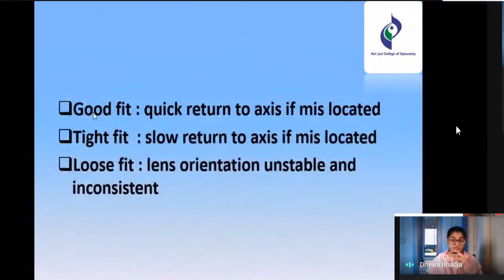If the lens is fitted well, it returns quickly to axis if mislocated. If the lens is tight, it returns slowly to axis if mislocated. If the lens is loose, the lens orientation is unstable and inconsistent.